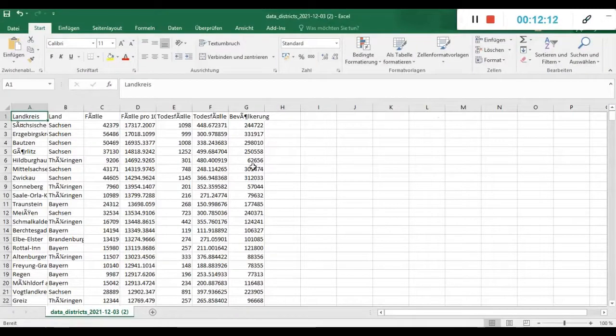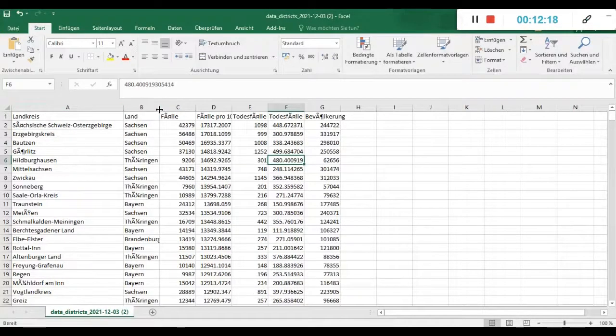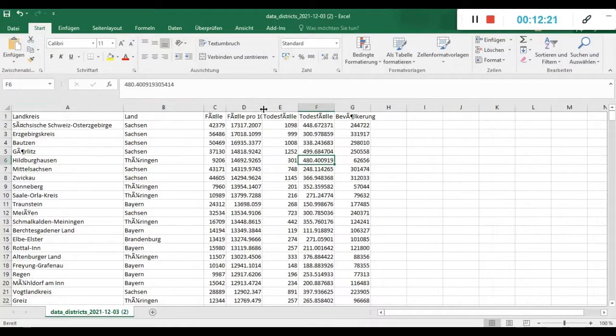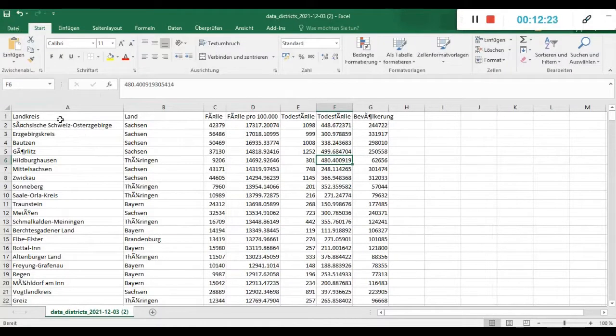If you open it in Excel, then you have the data as you see on my screen here. You have the Landkreis, or basically a small sub-region. Then you have the Land, similar to a province. Then you have the number of cases in total, not really interesting for us. Number of cases per 100,000, this is nice data. Then you have number of deaths in total.